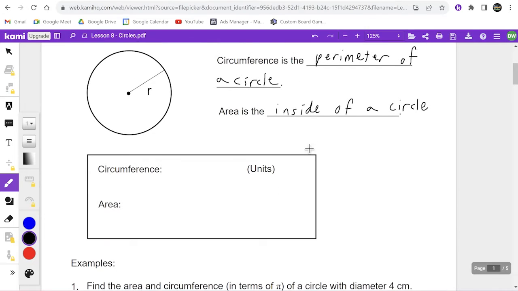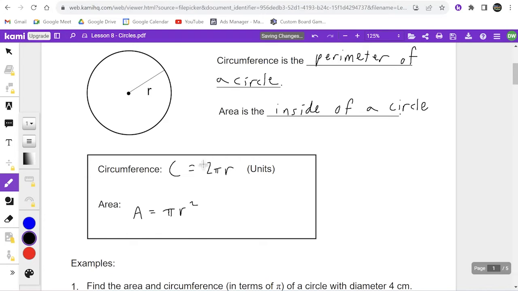And that is circumference, I usually call it C. C is equal to 2 pi r, 2 pi times the radius. And then the area A is equal to pi r squared. Very important that you memorize these two.